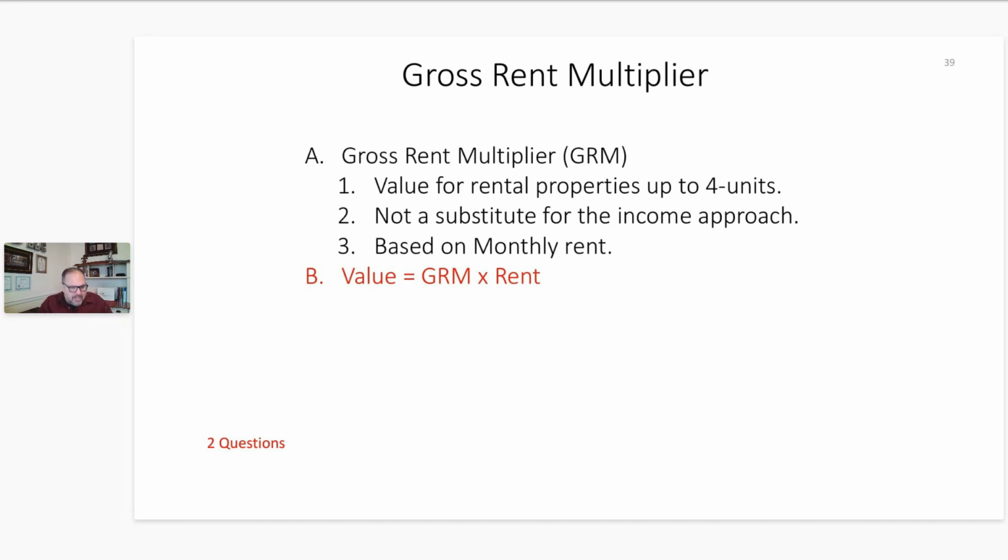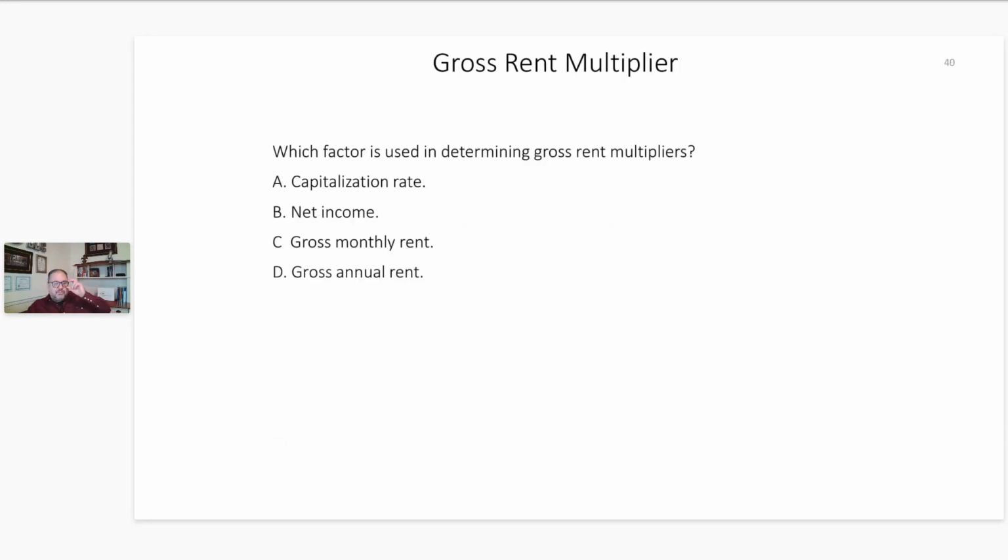The formula is very easy. Value equals gross rent multiplier, or the GRM, that's the variable, times the rent. The GRM is a number much like the capitalization rate in the income approach that the appraiser will have based on other properties. They'll get a GRM average. They'll take the monthly rent, multiply it times the GRM that's established, and they'll get the value of the home. So let's look at a couple of questions.